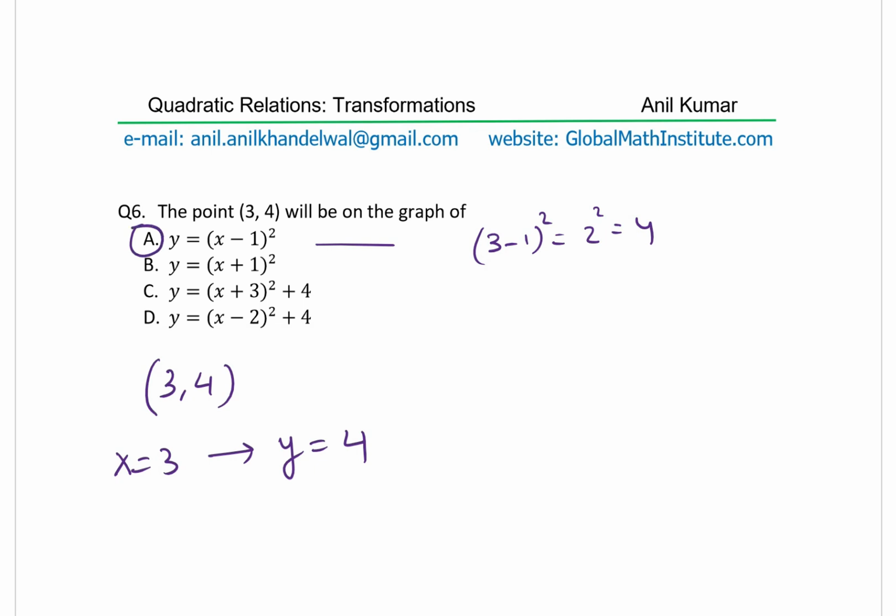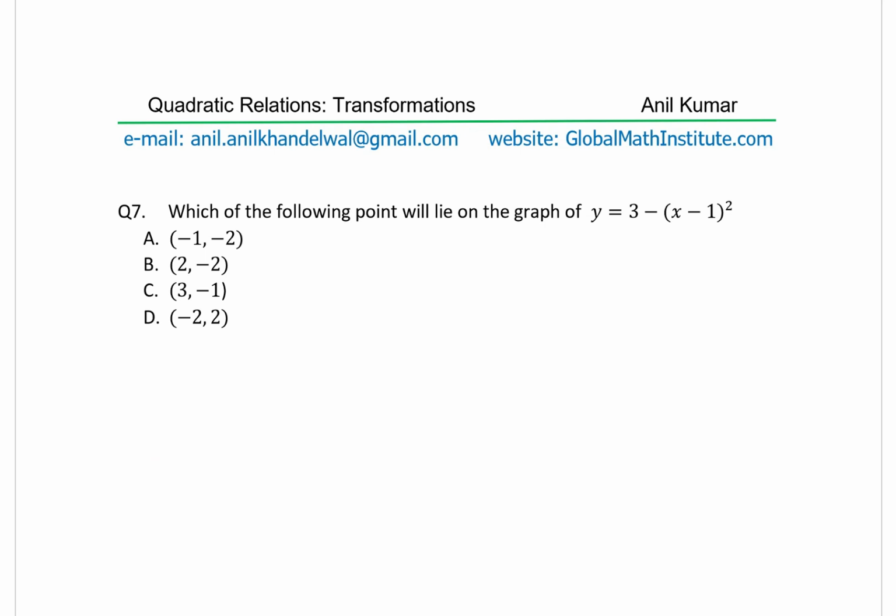Correct? Next option. Which of the following points will lie on the graph of y equals 3 minus x minus 1 whole squared? Now again, many points are given to you. So you have to write down the x value. So check your answer. So if I substitute -1 here, then what do I get? I get 3 minus -1 minus 1 whole squared, which is 2 squared, right? Which is 4. So 3 minus 4 is -1. So this is not the right answer.